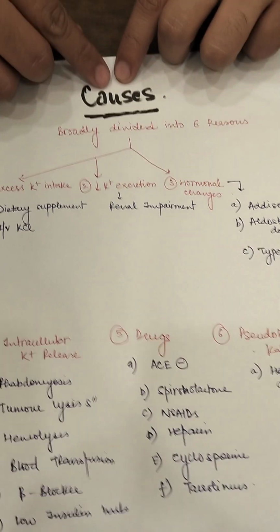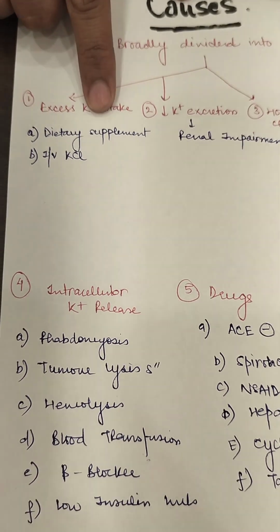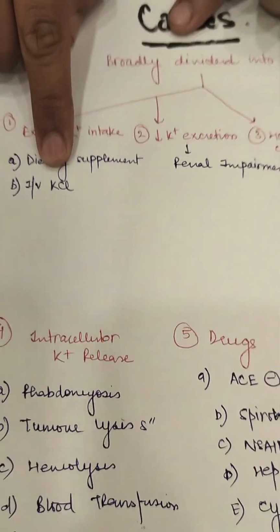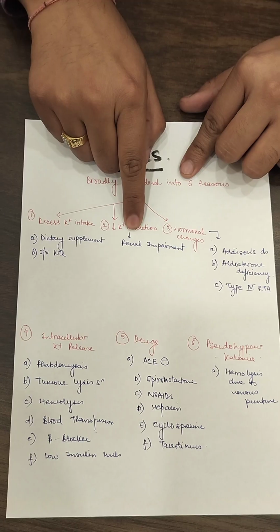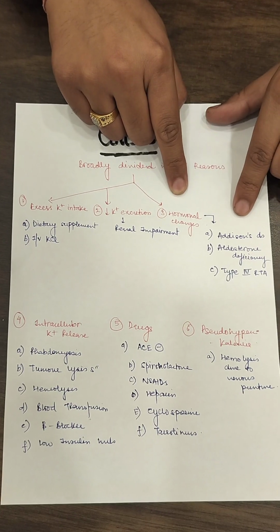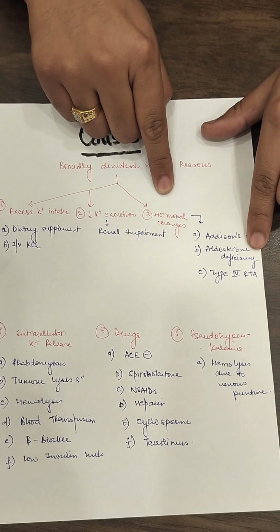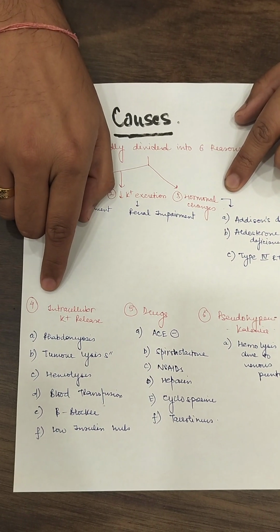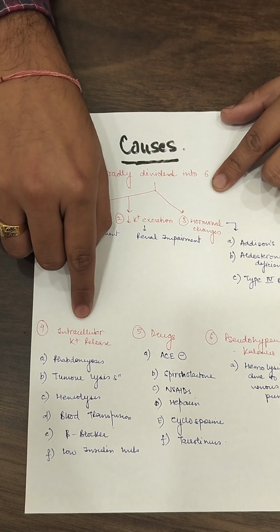Then we come to causes of hyperkalemia. Causes are broadly divided into 6 reasons. That is excess potassium intake due to dietary supplements or due to IV KCl in hospitals, or due to decreased potassium excretion, that is due to CKD like renal impairment. And third reason is hormonal changes like in Addison disease where aldosterone deficiency is there, or with type 4 renal tubular acidosis. Fourth reason is intracellular potassium release, that is due to cellular release of potassium to the serum.